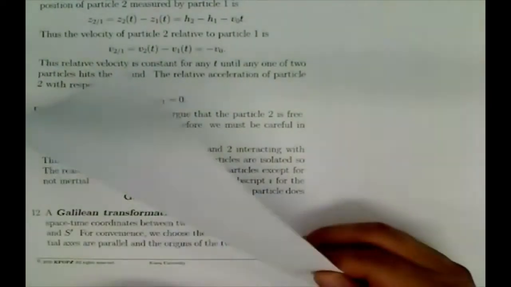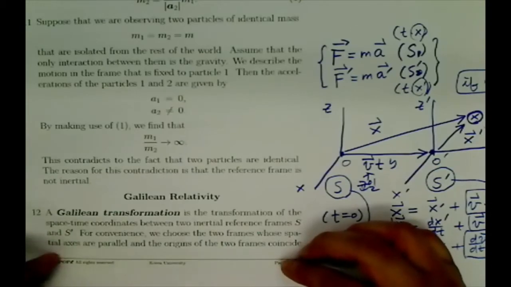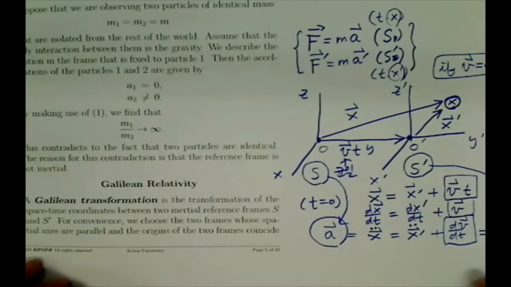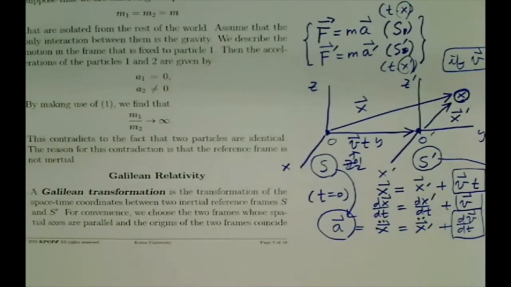Number 10, these are trivial for the graduate students, so let me pass. General Galilean relativity. Galilean relativity is the relationship between two inertial reference frames. So anyway, we have decided to make use of a system that is inertial. That means the physics laws are the same. Let me check whether it is true or not.